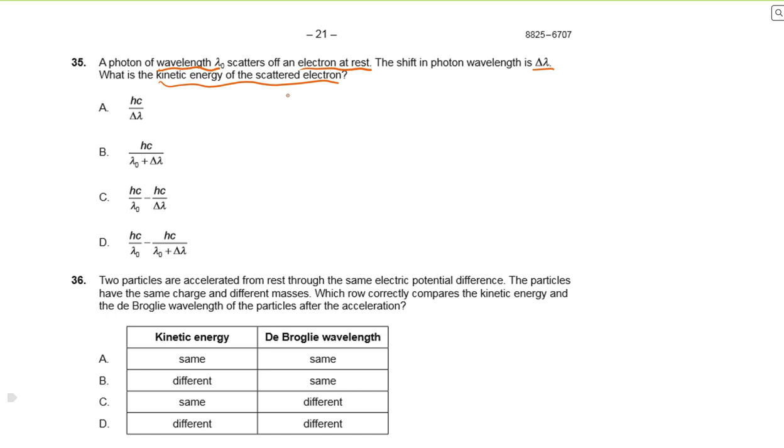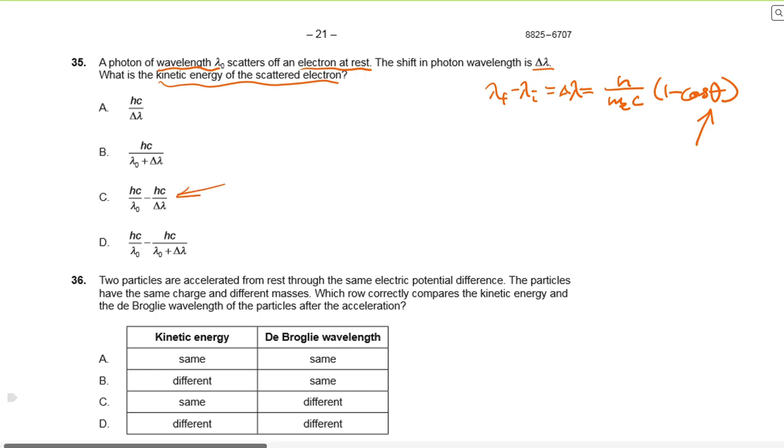We have lambda f minus lambda initial is equal to delta lambda is equal to h over mc times (1 minus cos theta). In this case, we don't know the angle of scattering, and they have not included the mass in their final answers. So ideally, we should not be using this formula.